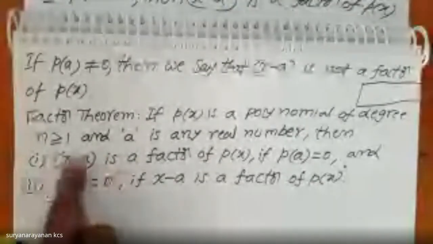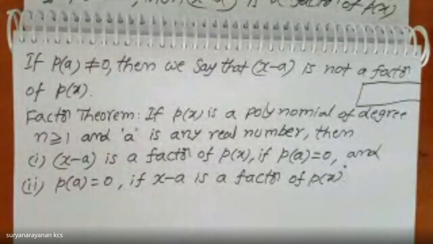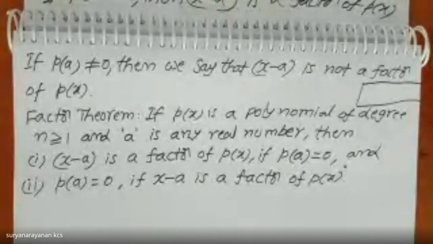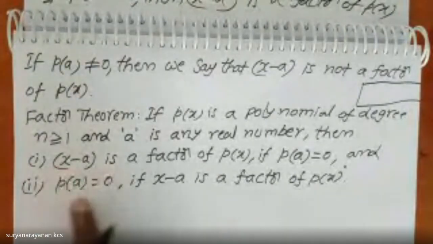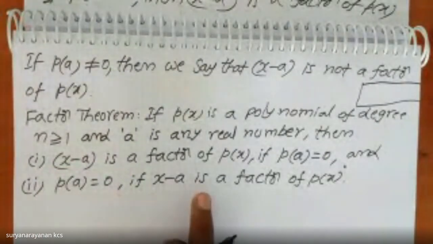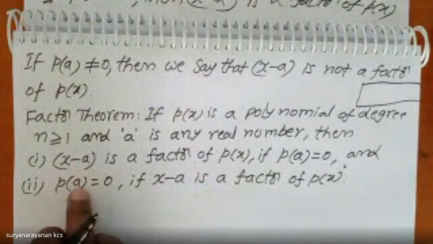This remainder concept is very useful in verifying, or in checking, whether the given linear polynomial is a factor of the given polynomial or not. All the concept is based on the remainder only. If the remainder is 0, then we say that it is a factor. If the remainder is not 0, previously also I told you, I wrote the sentence clearly, P of A.